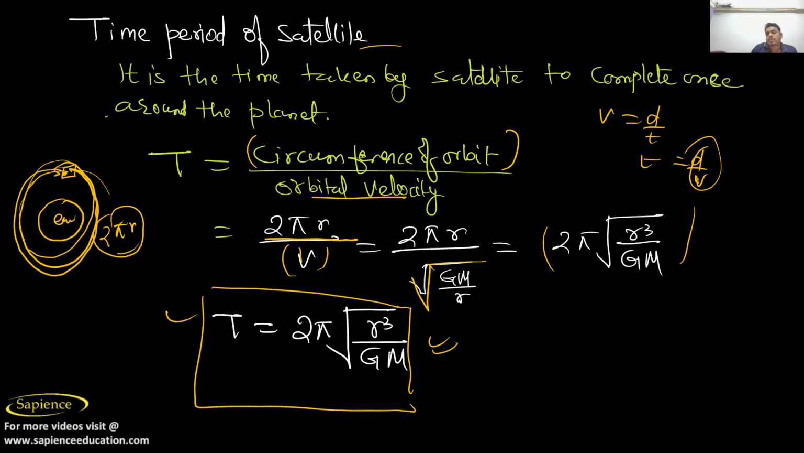Now if you want to go into more detail, we know that small g is equal to GM by r squared, okay? In this case I will use it in the next slide, so let it be here only. So let's go to the next slide.